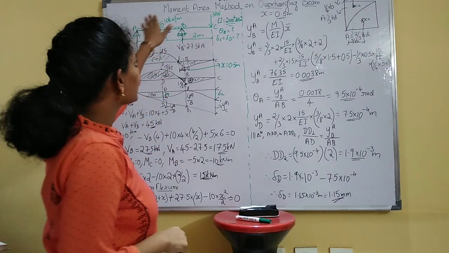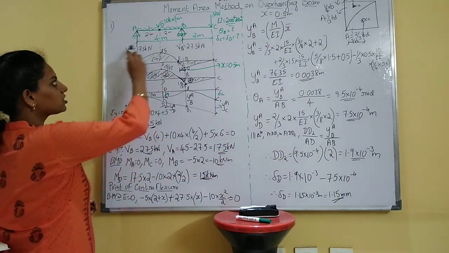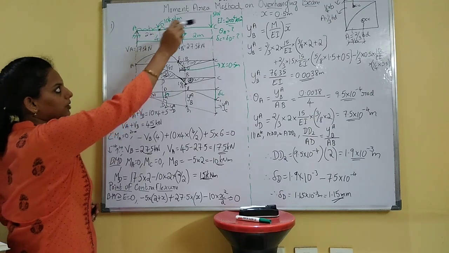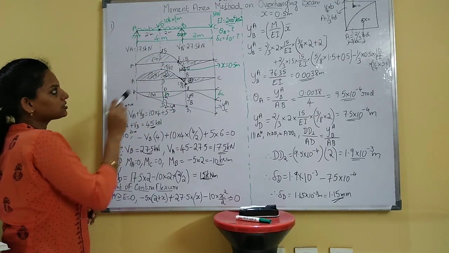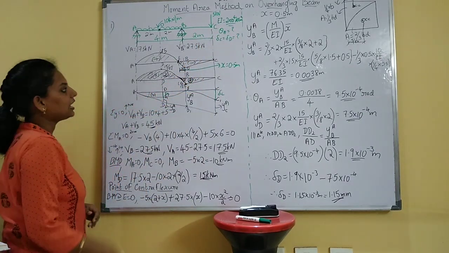Hello everyone, today we'll see a session on the moment area method on an overhanging beam. So this is your overhanging beam. Here it is given 10 kilonewton per meter and 5 kilonewton. BC is a hanging beam, with 4 and 2 meter distances. First, EI is given, to calculate theta A, delta C and delta D.